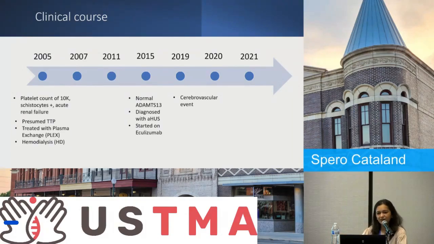In 2019, at some point, she also had a stroke. We don't have a lot of information about that. We don't know what kind of treatment she got, but this was an outside hospital. But we think it might be related to this history of TMA because we know strokes can happen in patients with TMA and TTP.